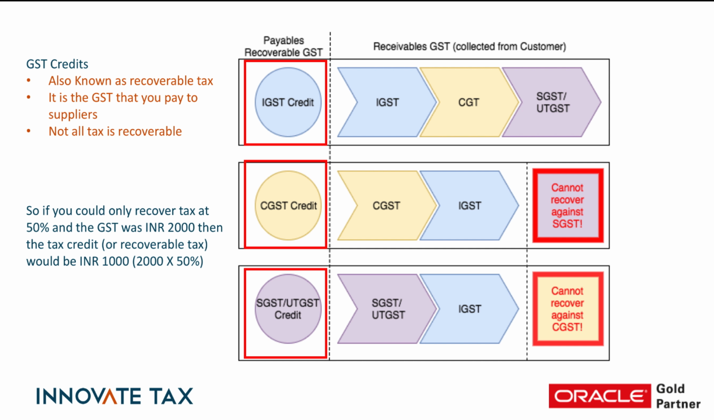So once we've allocated our IGST, we'd take the IGST and allocate it, first of all, to our IGST sales, then CGST sales, and if there's anything left over, to the SGST sales. Once we've allocated all of the IGST credits, we would then allocate all the CGST credits, and then we'd allocate all of the SGST credits. So very, very important there.